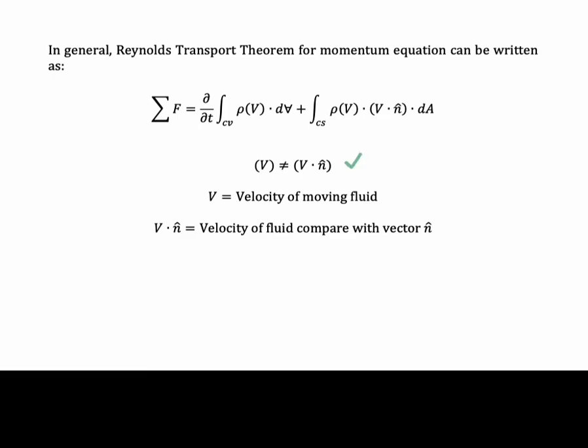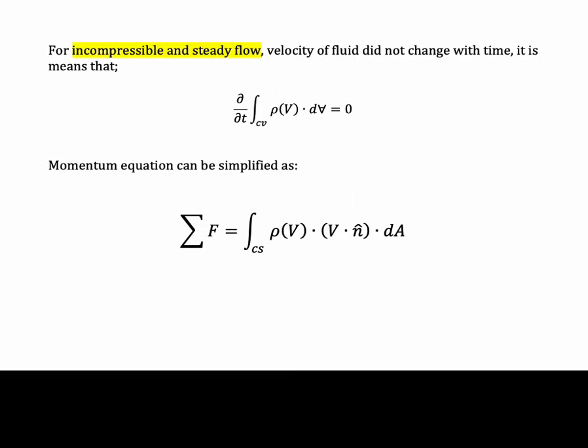And then the symbol of this one is the volume. Normally in handwriting, I advise you to write it like this, V with a bar here. So it is volume, but V alone is velocity. And then in this situation, we will focus on incompressible and steady flow. So the velocity of the fluid does not change with time, which means that the integration over the control volume of rho v dV will equal 0.